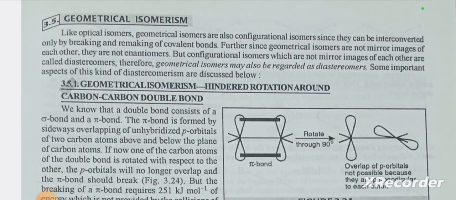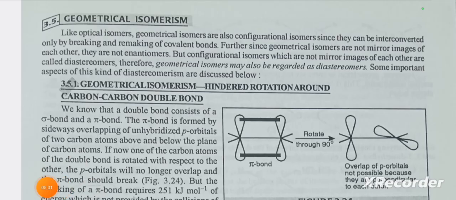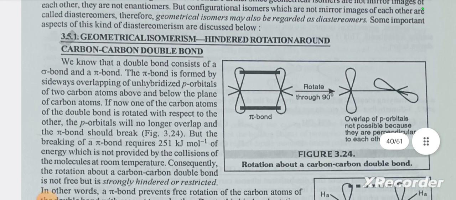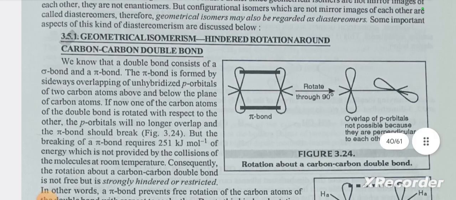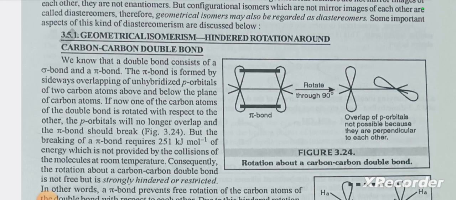Geometrical isomerism. Like optical isomers, geometrical isomers are also configurational isomers since they can be interconverted only by breaking and remaking of covalent bonds. Further, since geometrical isomers are not mirror images of each other, they are not enantiomers. But configurational isomers which are not mirror images of each other are called diastereomers. Therefore, geometrical isomers may be regarded as diastereomers. Some important aspects of this kind of diastereomerism are discussed below.